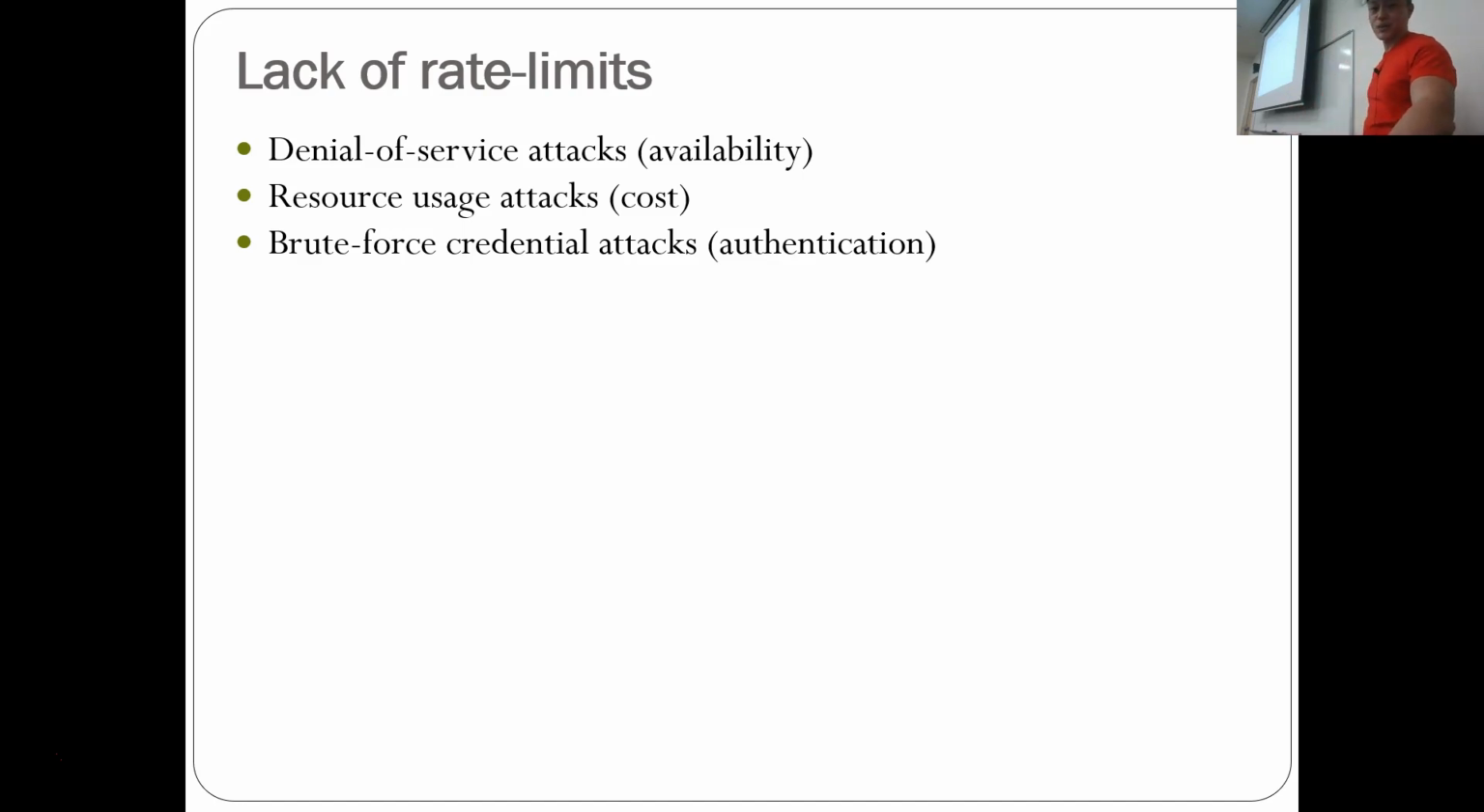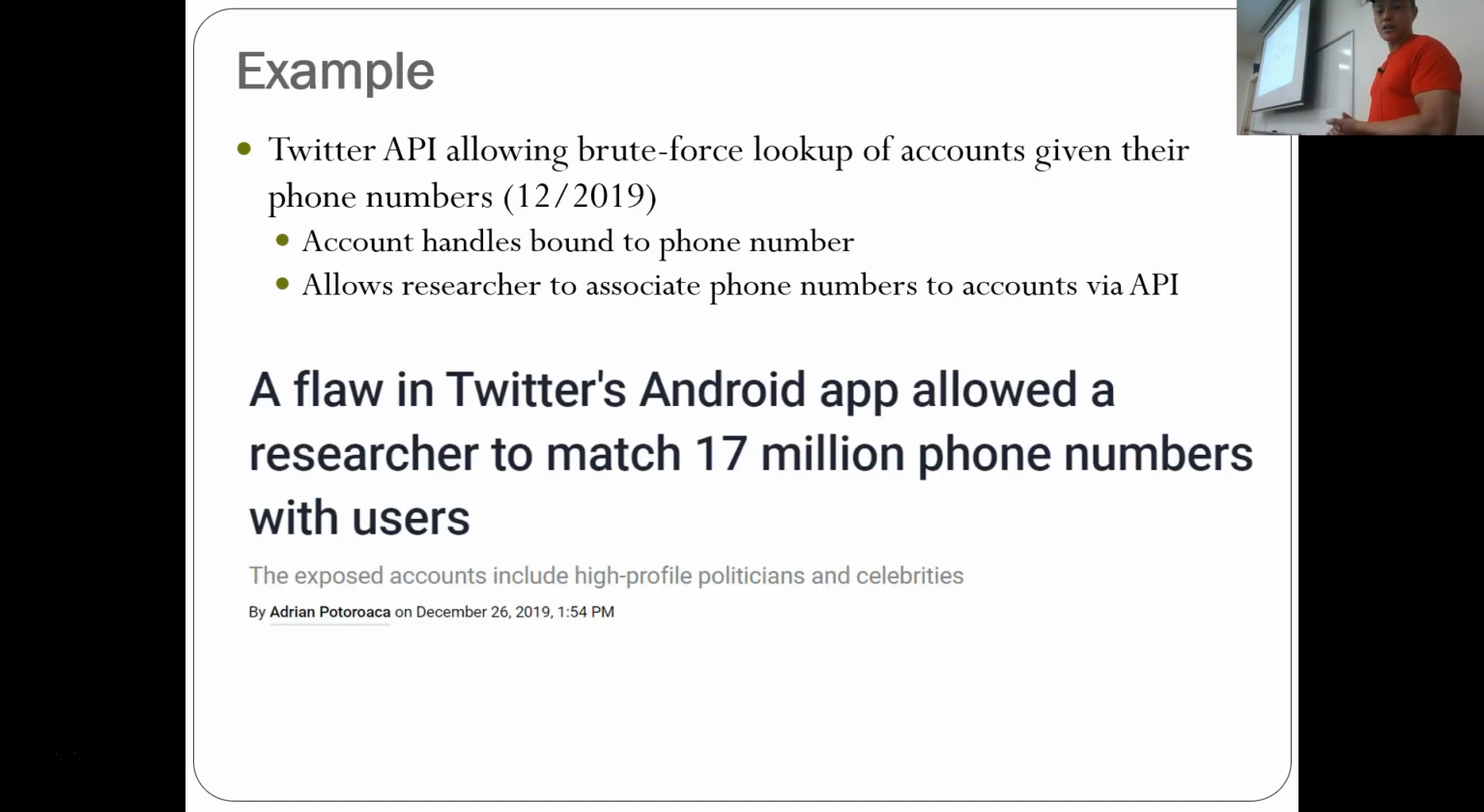The last one is brute force credential attacks on your cloud resources or on your application, and that was something that we referred to in the web application vulnerabilities. So the current example of this is the Twitter API. When you sign up for an account, you're usually binding a phone number to that, and for dissidents who want to be able to tweet things without having their identity known, you don't want the Twitter account to be associated with the phone number.